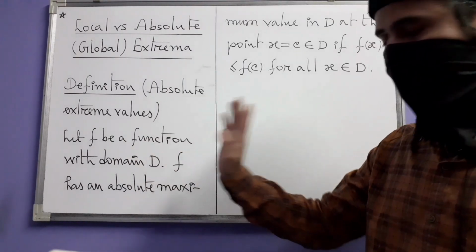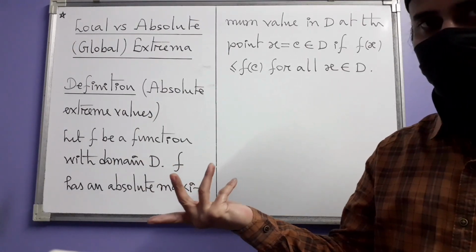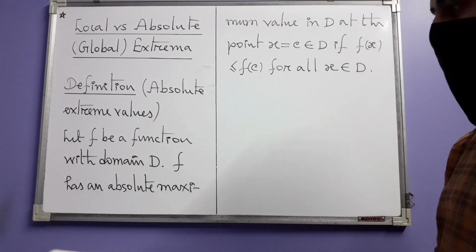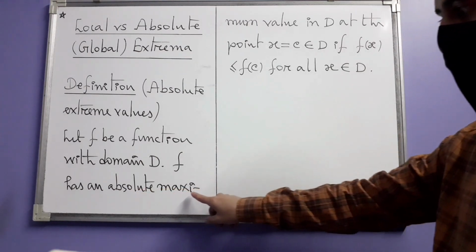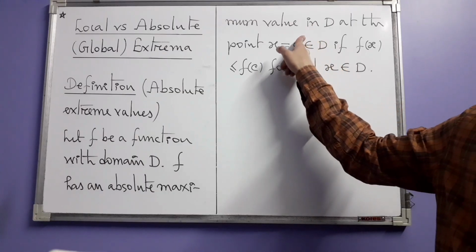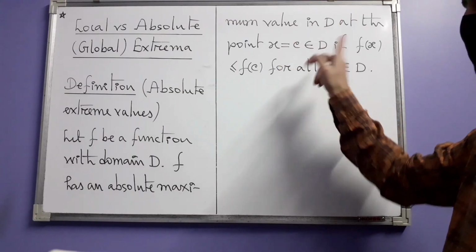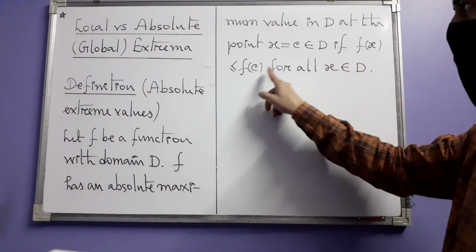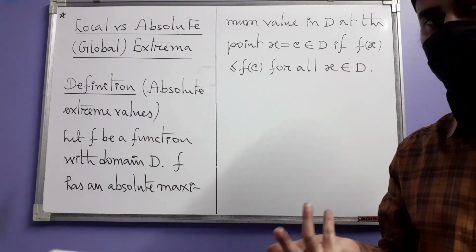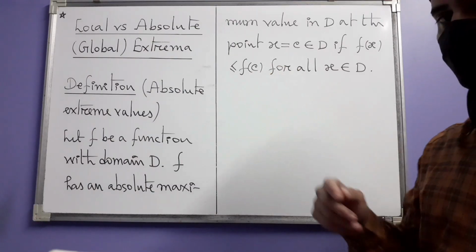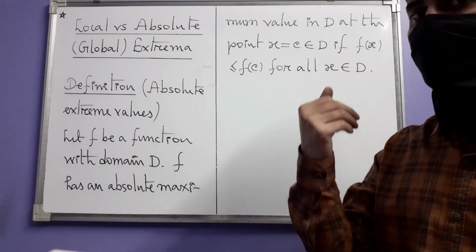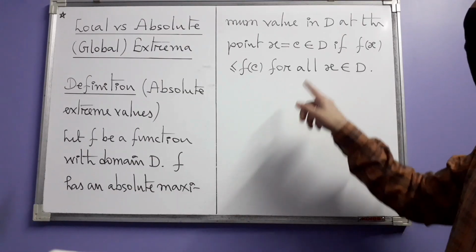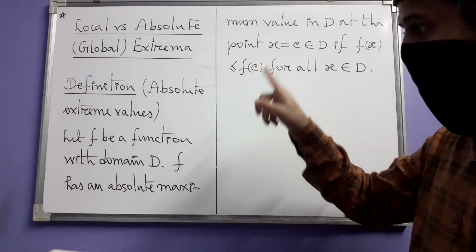Let f be a function with domain D, which is a subset of the set of real numbers. That's understood, and f is also real valued. Then f is said to have an absolute maximum value in D at the point x equal to c, which is also a point in D, if f of x is less than or equal to f of c for all x belonging to D. It's a simple thing. If this happens, then we say that f attains a global or absolute maximum value inside D at the point c. So this f of c is that capital M.